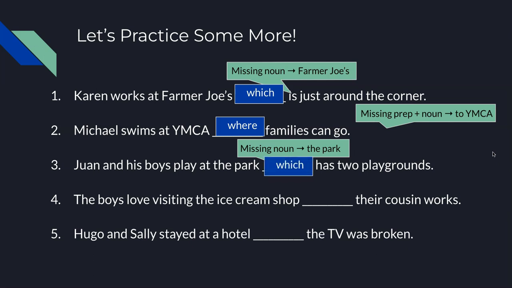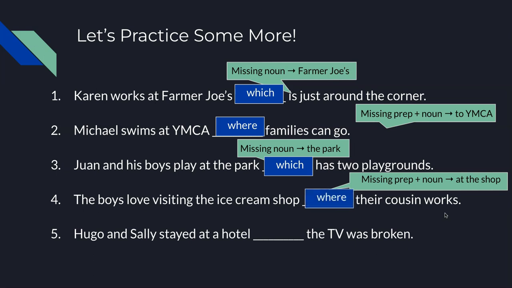Number 4, the boys love visiting the ice cream shop. Their cousin works. What is missing in this sentence? For the second clause to be complete, we need to have the preposition. Their cousin works at the shop. So because it includes the preposition, that means that the only relative pronoun I can use here is where.